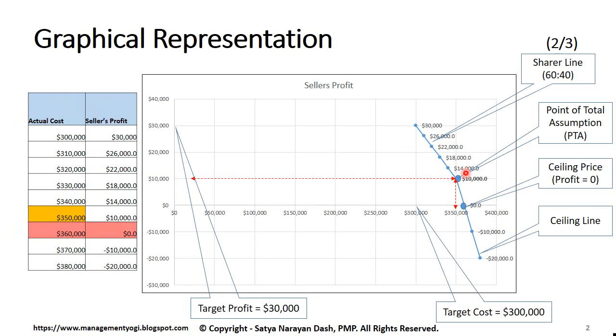So this is the sharer line and this is the ceiling line. Wherever the sharing line and the ceiling line are meeting, it is your PTA point here. If you look at the sharing line, the slope is shorter compared to the ceiling line. The ceiling line is steeper. So the ceiling line means at this point the ceiling price has been met, and the sharing ratio will be 0:100%.